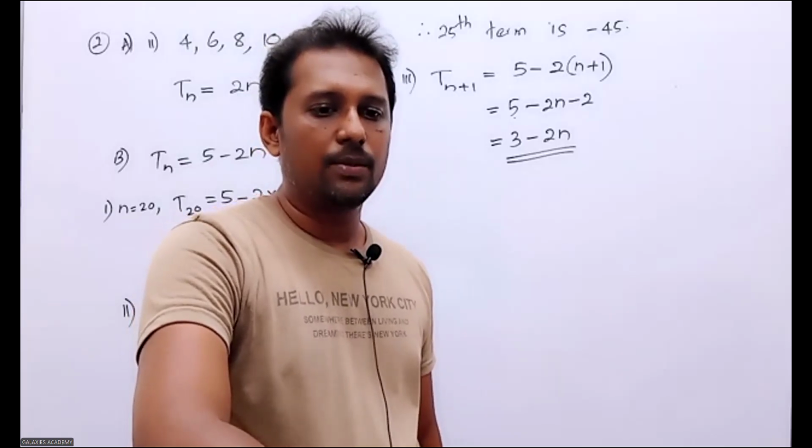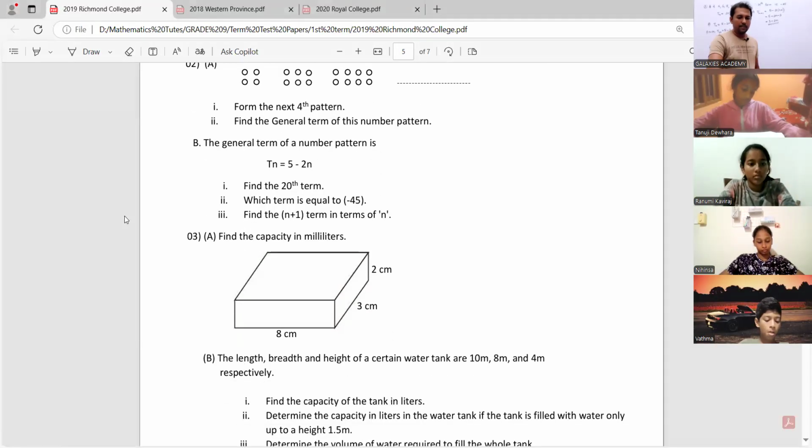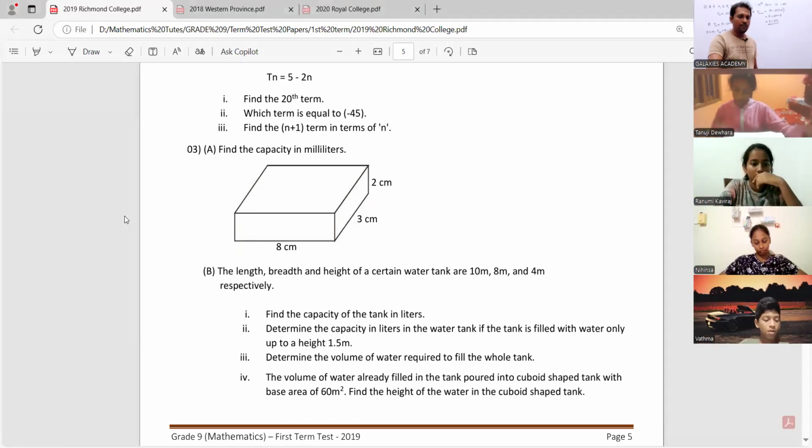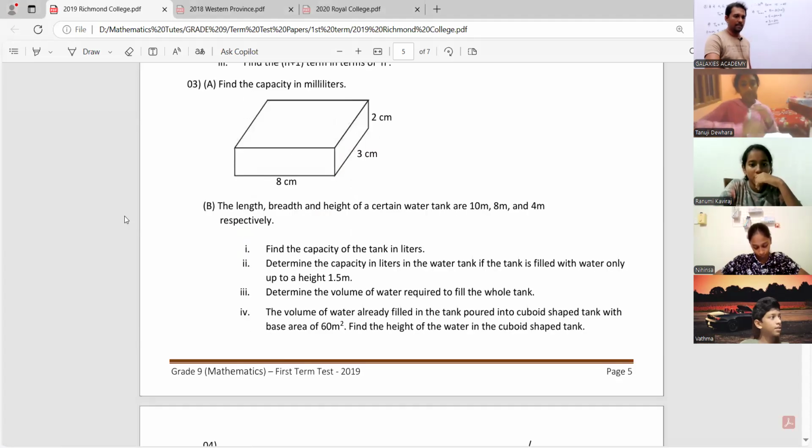Right. Then let's go to the third question. The third question is given from the liquid measurement lesson.